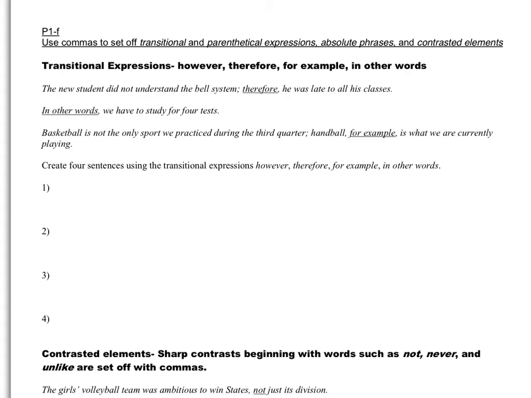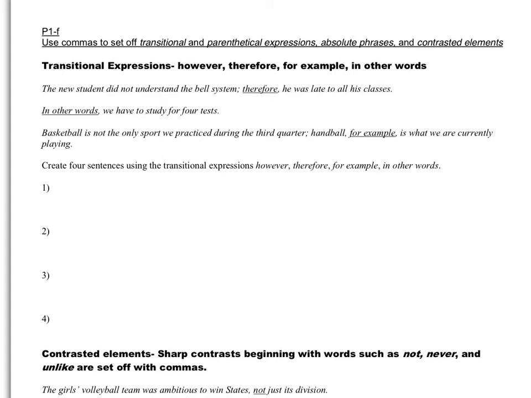Grammar code P1-F, comma usage. A lot of us, when we put commas in our sentences, put them where it sounds like they should be there. But let's look at where to put commas. Use commas to set off transitional and parenthetical expressions, absolute phrases, and contrasted elements.